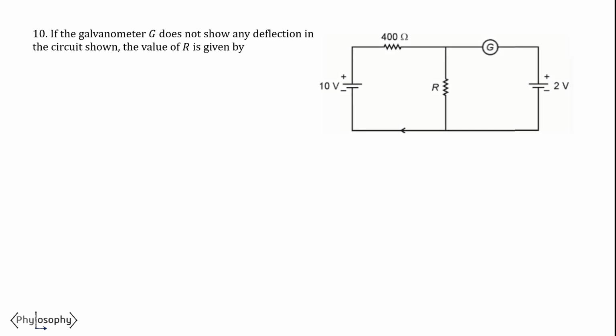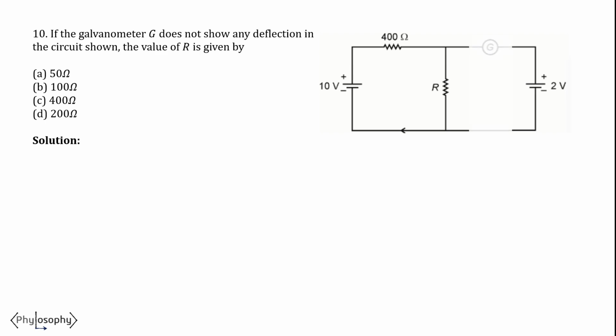Our next problem is, if the galvanometer capital G doesn't show any deflection in the circuit shown, the value of R is given by, and these are the four options: 50 ohm, 100 ohm, 400 ohm, 200 ohm. So according to the question, the galvanometer G doesn't show any deflection in the circuit, which means that no current is flowing through the galvanometer. Therefore, the equivalent circuit diagram will be this.